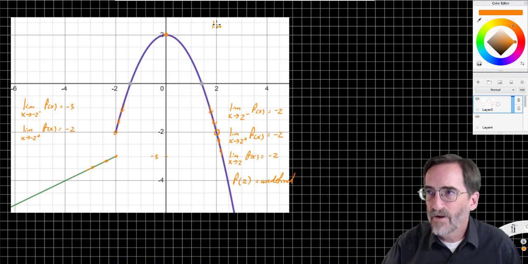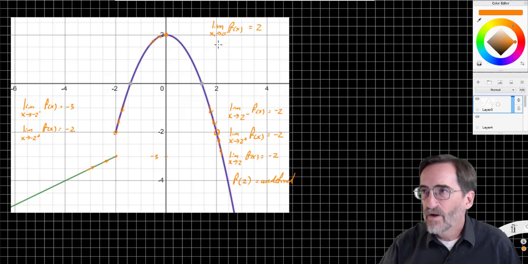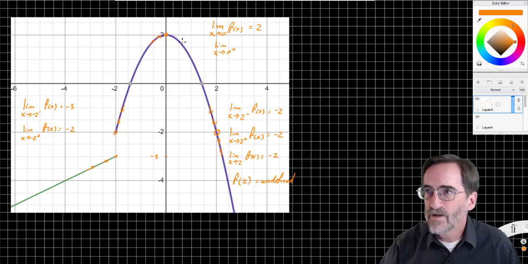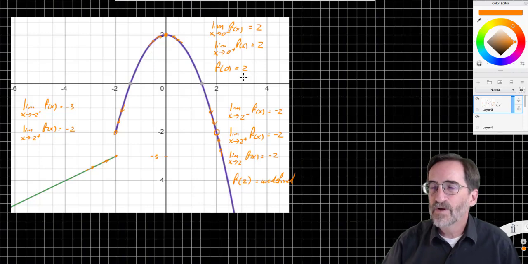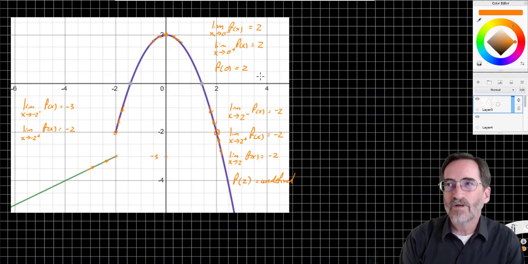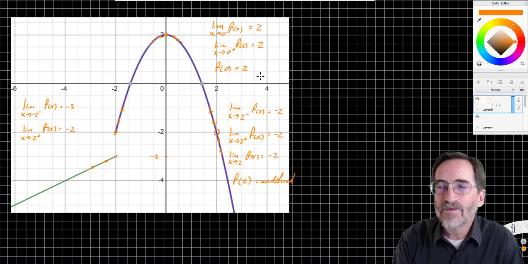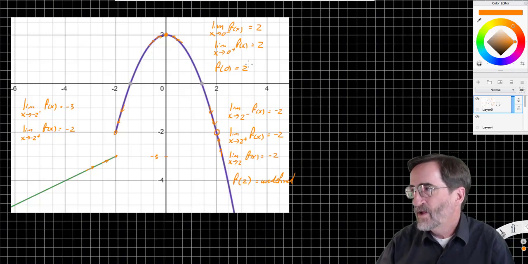The limit as x approaches 0 of f of x from the left approaches 2. The limit as x approaches 0 from the right is 2. And the function value at 0 is 2. So all three are in agreement. The left-hand limit, the right-hand limit, and the function value are in agreement. Okay, so let's write the following definition.